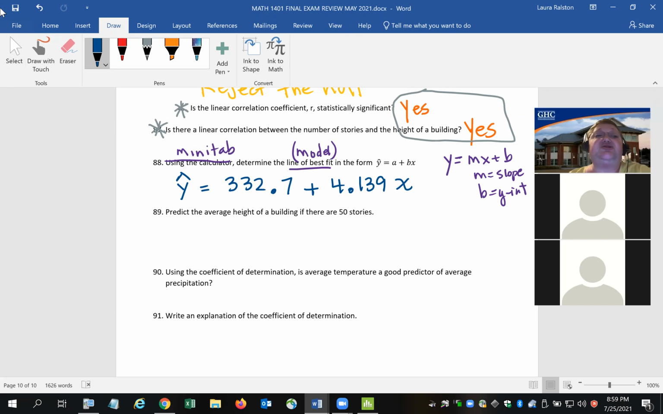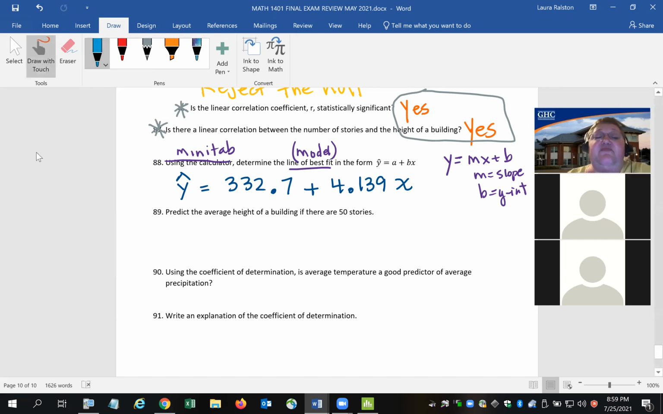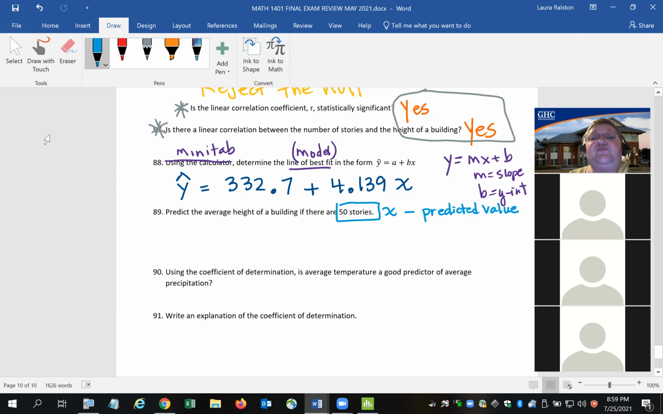Okay, so the next question says, predict the average height of a building if there are 50 stories. Guys, this is your predicting value. This is the value for X, and they want you to predict on that value. Yes? So I think this is where I was having trouble, for the X. Well, we will use the same equation from number 88 and put the 50 in. Okay. Exactly what you're going to do.